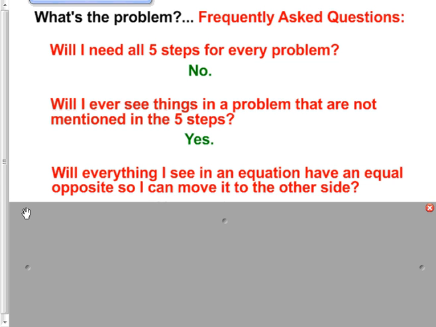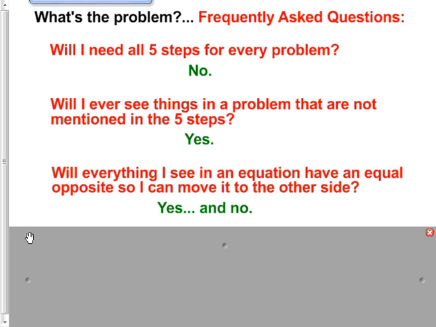Will everything I see in an equation have an equal opposite so I can move it to the other side? Meaning, is there anything that will ever show up in an equation that is impossible to undo? Okay, yeah, there are some things out there that once they show up in a problem, or once we do something to a problem, we damage the problem.